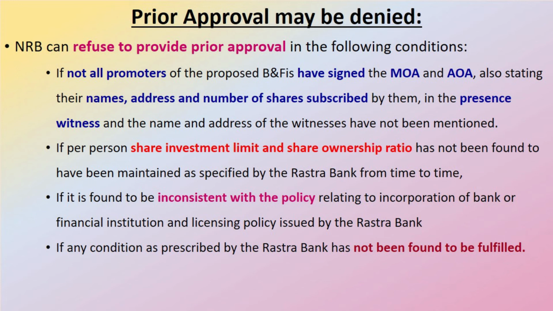Next, if the per person share investment limit and share ownership ratio have not been found to have been maintained as prescribed by the Nepal Rastra Bank from time to time. Next, if it is found to be inconsistent with the policy relating to the incorporation of a bank or financial institution and the licensing policy issued by the Nepal Rastra Bank. The last one is, if any condition as prescribed by the Nepal Rastra Bank has not been found to be fulfilled. So these are all the conditions in which Nepal Rastra Bank can refuse to provide prior approval to incorporation of a bank and financial institution.